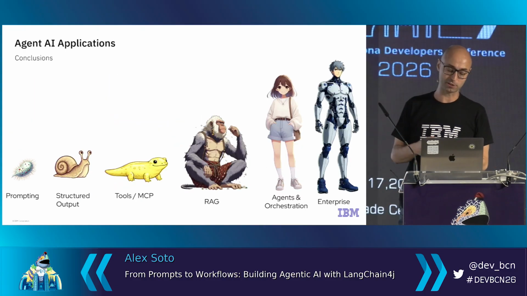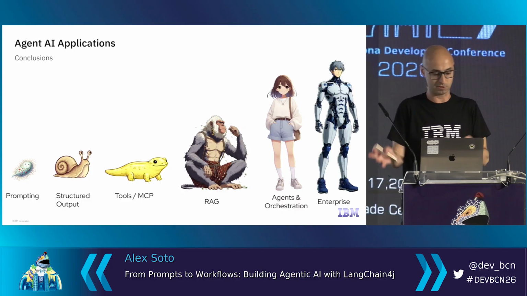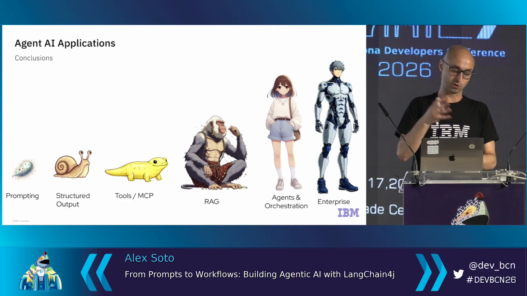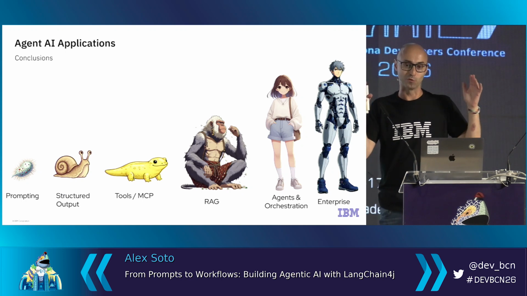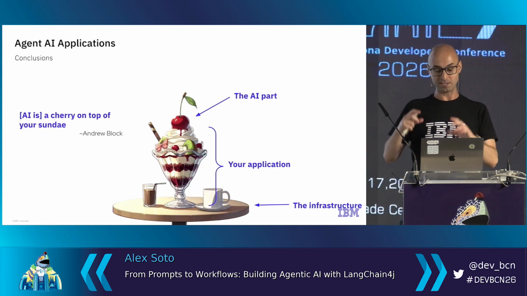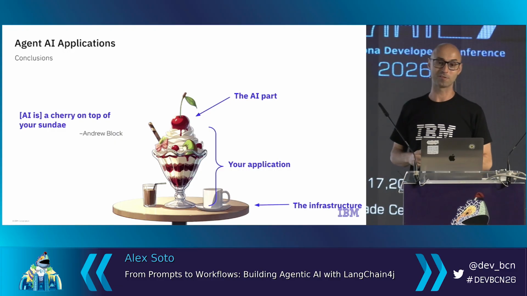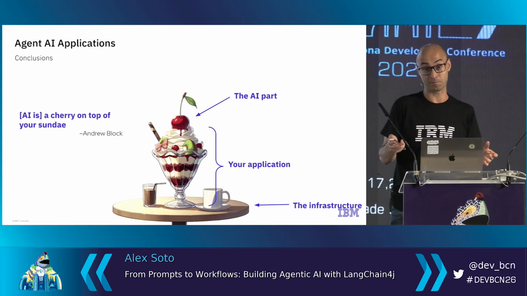And then, of course, don't get crazy. Don't start by using a supervisor agent. Start with prompting, then structured output, then tools, RAG, agents, and then finally move all this knowledge to your enterprise. Of course, AI is just the cherry on top of your sundae, so you still need infrastructure. Your application still needs to be predictable, okay?